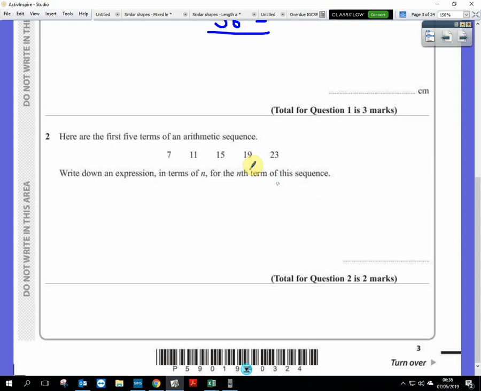Next question. This arithmetic sequence is going up in 4s. So that means the formula starts off 4n. The next thing to do is to work out the term before the first term. So if it goes up in 4s, you just count back 4, and the number here is 3. So the answer to the question is 4n plus 3.